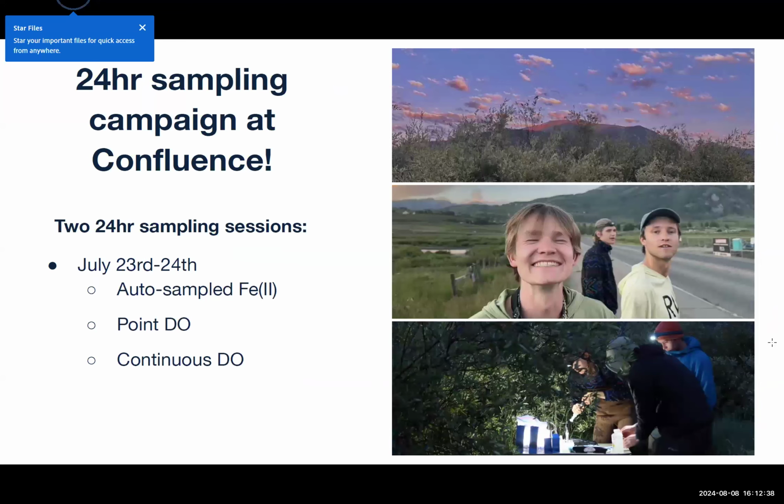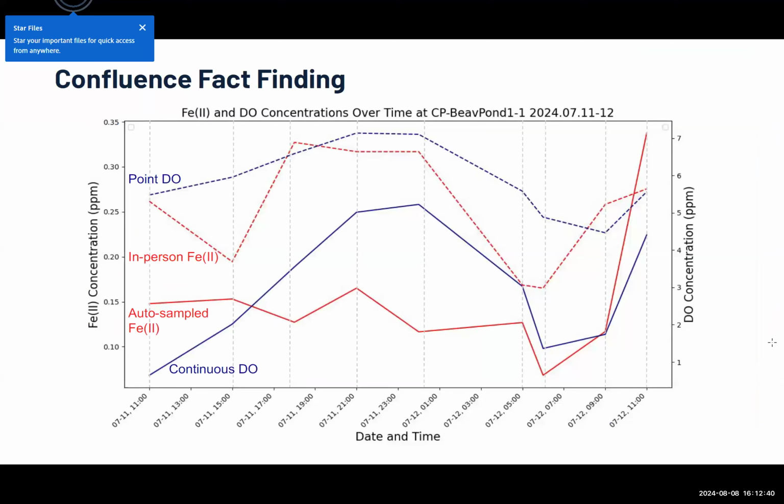So our first sampling was really about fact-finding. Here we had in-person iron measurements versus the auto-sampled iron measurements, point DO versus continuous dissolved oxygen. And what I want you to mostly focus on here is the fact that at some point these ponds will go into an anoxic period, right? That's a guarantee in the 24-hour cycle, but you don't know when that's going to be. So at some points that could be at 6 p.m., midnight, or even 6 a.m. And when you're sampling in person, you're only getting feedback to those conditions as you sample. So we may have completely missed some of these cycles. That's helpful.